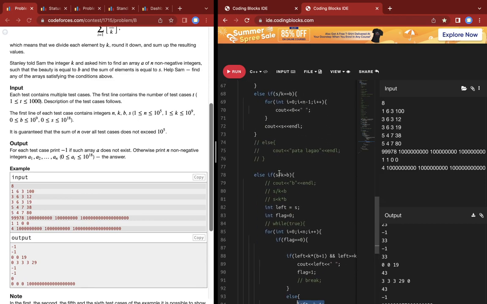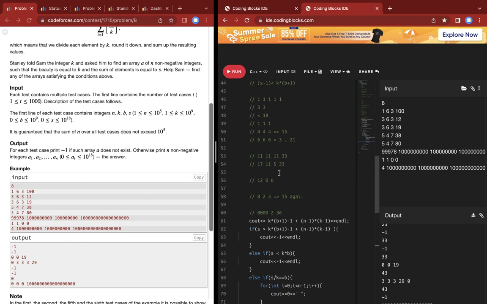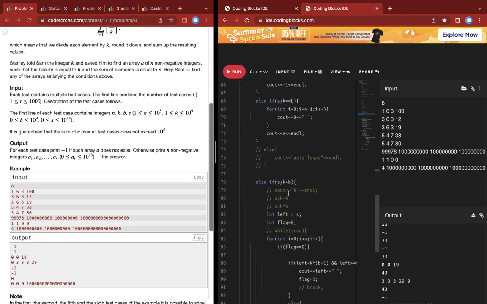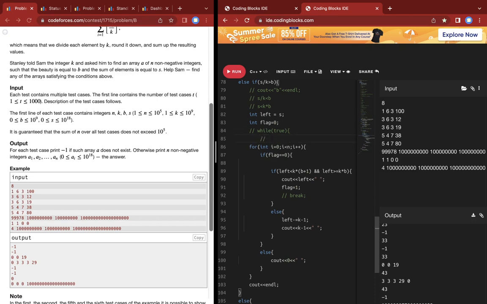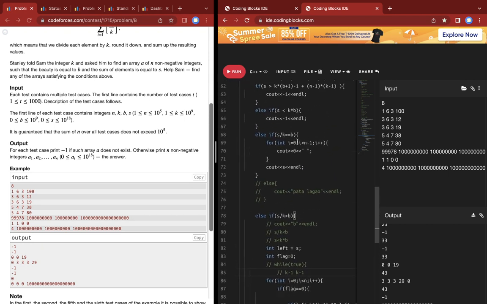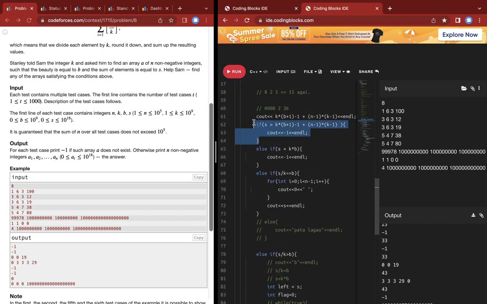Oh, what if we run out of elements? So we were basically decreasing by k minus 1, k minus 1. But we can't run out of elements because we are checking this condition first, right? Because if this is the case, is this the only case where we will run out of elements? Else we can do it.